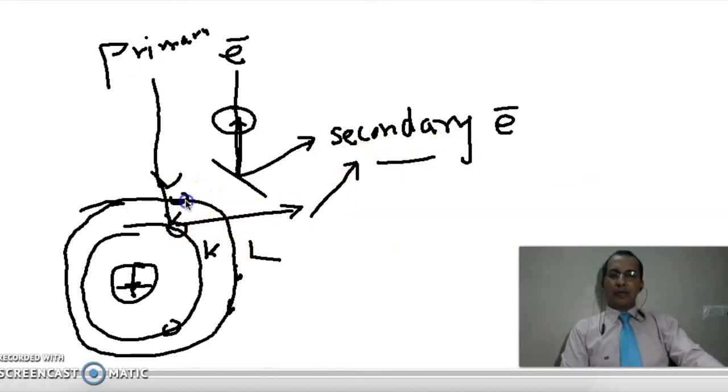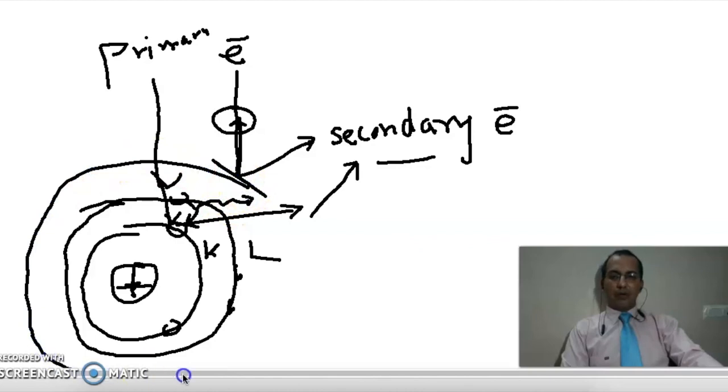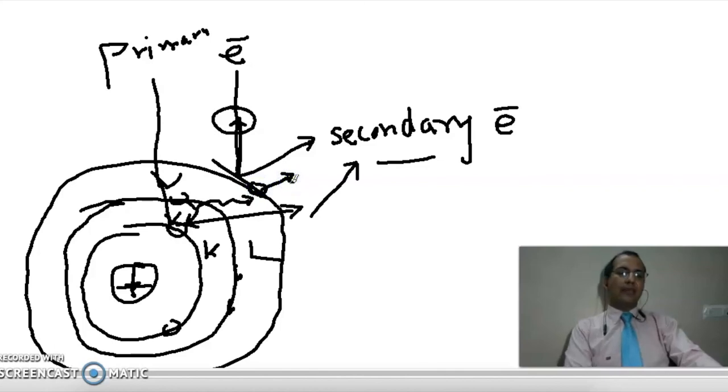Then this vacancy can be filled by a higher shell electron, and you have emission of the characteristic X-ray. Sometimes this radiation doesn't come out, but instead knocks out an outermost electron. These are known as Auger electrons, because they are triggered by the characteristic X-rays, which transfer their energy to the electrons. That we have discussed. And then you have Bremsstrahlung, which means that when the electrons are decelerated, you have emission of radiation.